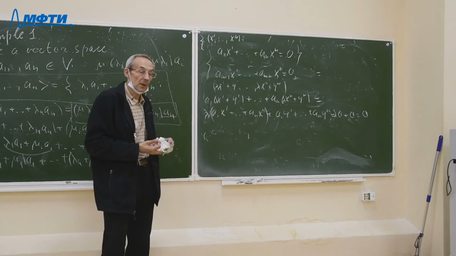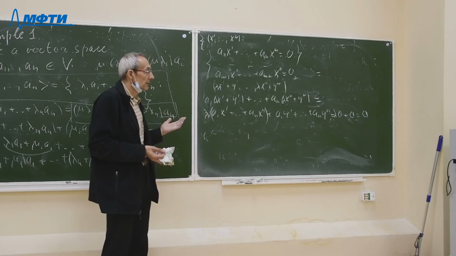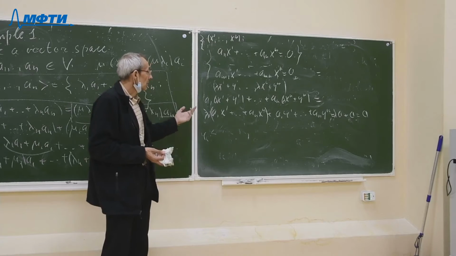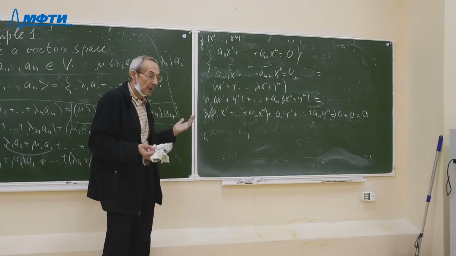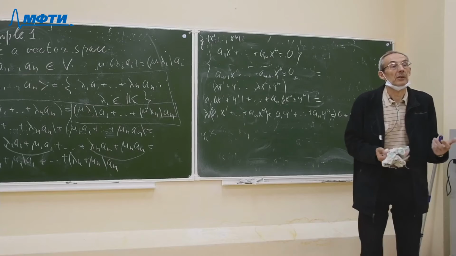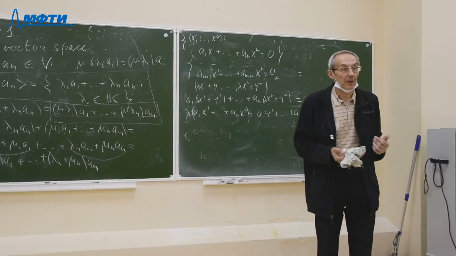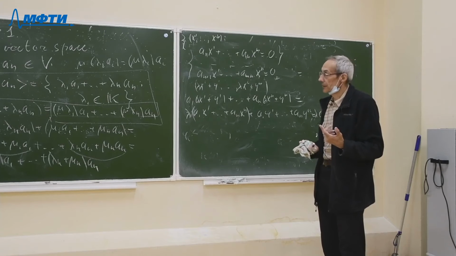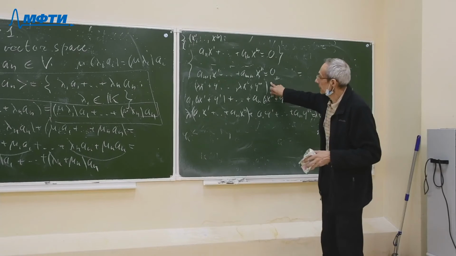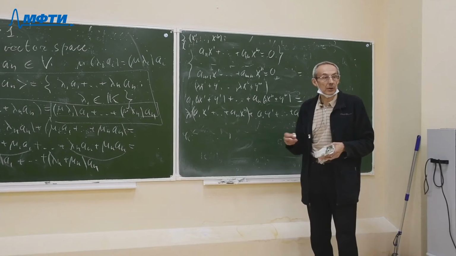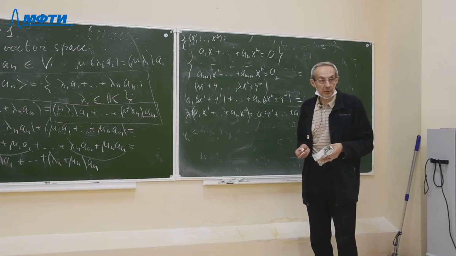And easy to see that the intersection of any set of vector subspaces is also a vector subspace, because the intersection is also closed relative to the operations of addition and scalar multiplication. If each set is closed, it follows that the intersection is also closed. And we obtain as a corollary two facts. First, the set of solutions of an arbitrary linear system is a vector subspace. And second, the intersection of subspaces is also a subspace.